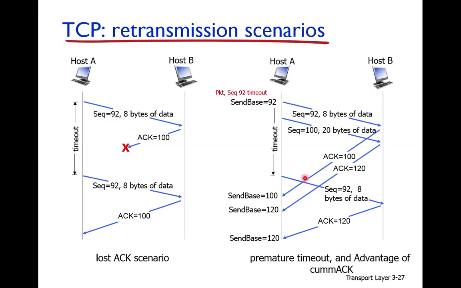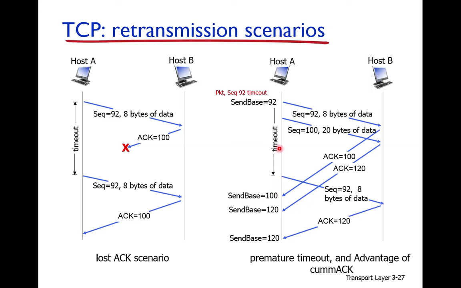When this packet is retransmitted, acknowledgement 100 is received. When this packet is retransmitted, its timeout is set again. The timeout is set for this packet because it is the oldest packet, the one with sequence number 92. So again the timer is set, and when this acknowledgement is received, the timer will be stopped.